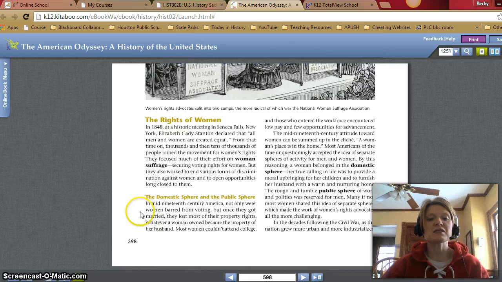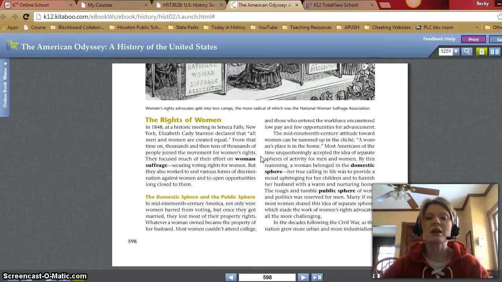In mid-19th century America, not only were women barred from voting, but once they got married, they lost most of their property rights. Whatever a woman owned became the property of her husband. Most women couldn't attend college, and those who entered the workforce encountered low pay and few opportunities for advancement. The mid-19th century attitude towards women can be summed up in the cliché, "A woman's place is in the home."